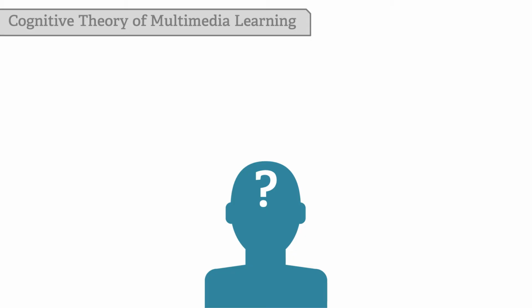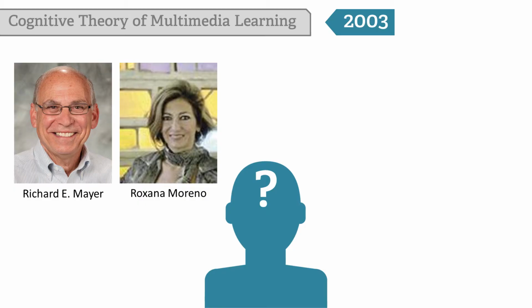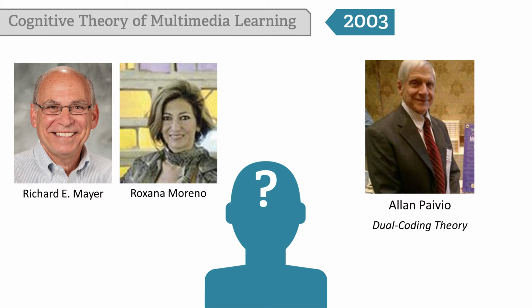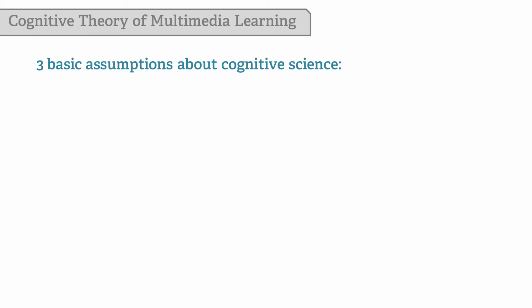And this is about understanding how a learner's mind works. This understanding will allow instructional designers to design meaningful learning experiences. Now, this theory was first presented by Richard E. Mayer and Roxana Moreno in 2003, in part by dual coding theory by Allan Paivio. To understand, this theory follows 3 basic assumptions about what we know about cognitive science.